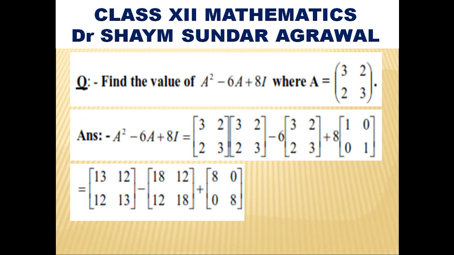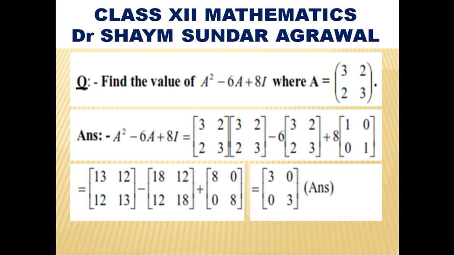By multiplying 6 to each of the elements of A, that is 6 into 3 is 18, 6 into 2 is 12, 6 into 2 is 12, 6 into 3 is 18, plus 8 times [1 0; 0 1] is [8 0; 0 8]. By adding all that, 13 minus 18 plus 8 is 3, 12 minus 12 plus 0 is 0, 12 minus 12 plus 0 is 0, 13 minus 18 plus 8 is 3. So, [3 0; 0 3].